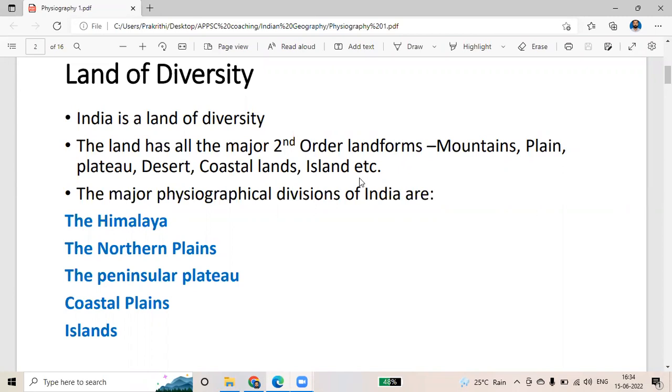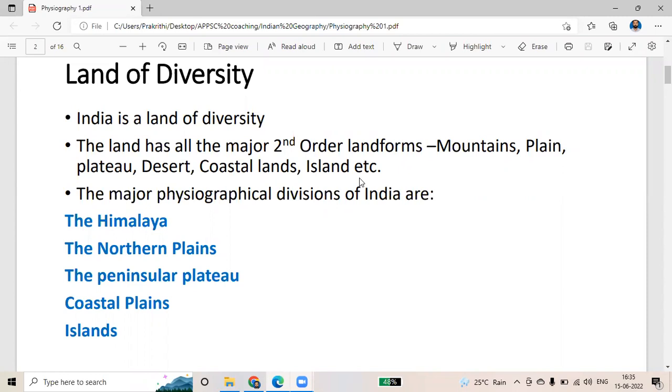again, I said India has different physiographical features. That comes under the second order landform. The first order landforms, we know, are the oceanic part and the continental part. Again, this oceanic part and continental part have been divided into second order landforms. So mountains, plains, plateaus, all these come under the second order landform. So when we say the physiography of India, we are going to explain these second order landforms.